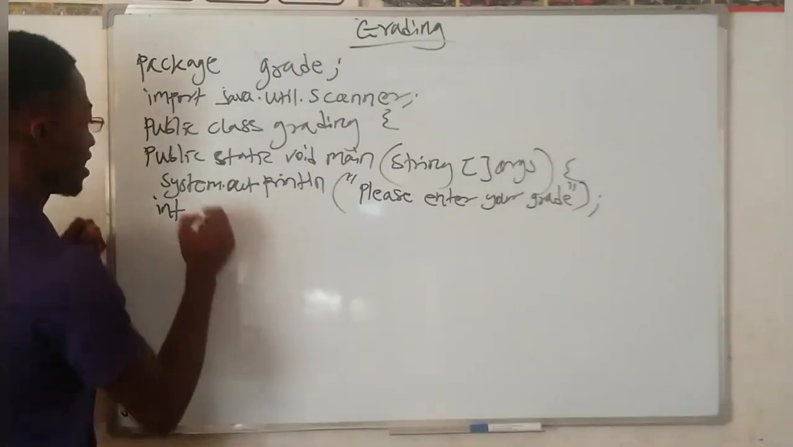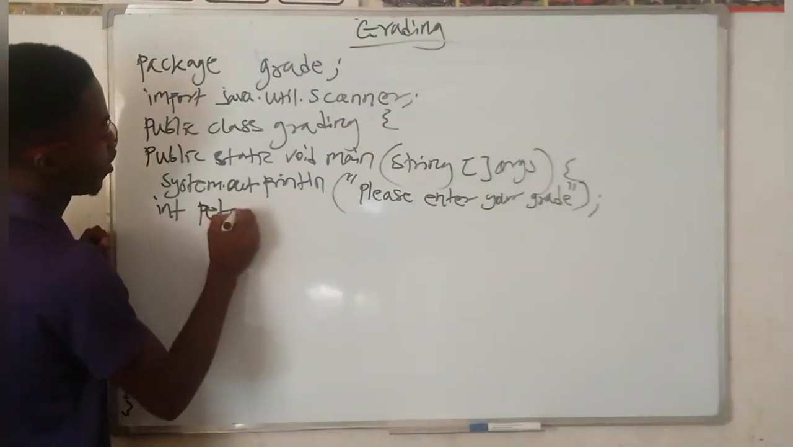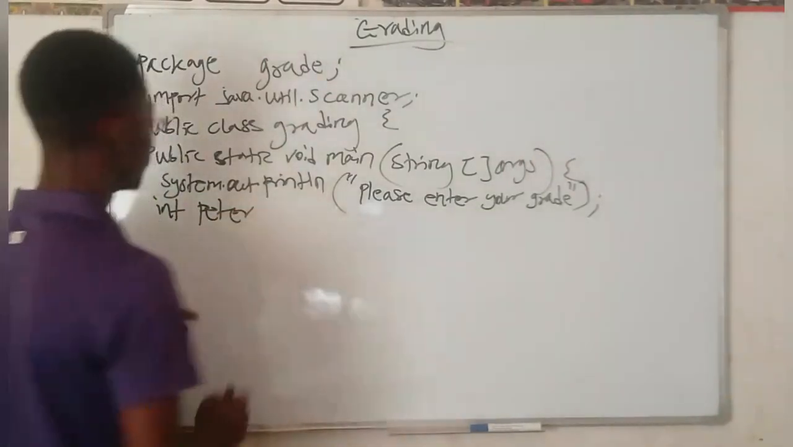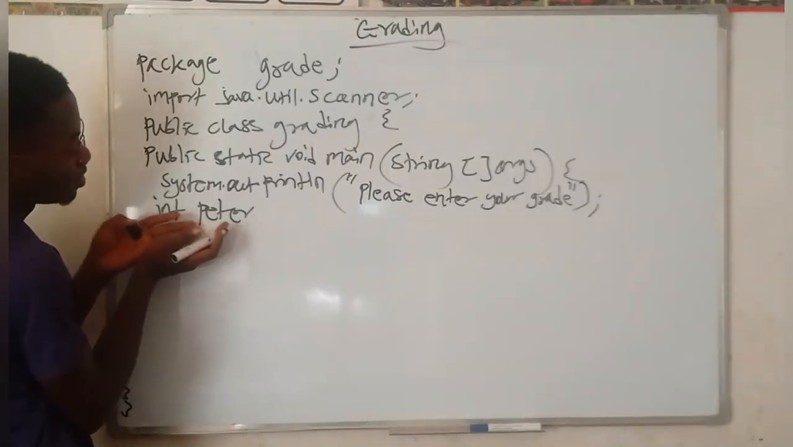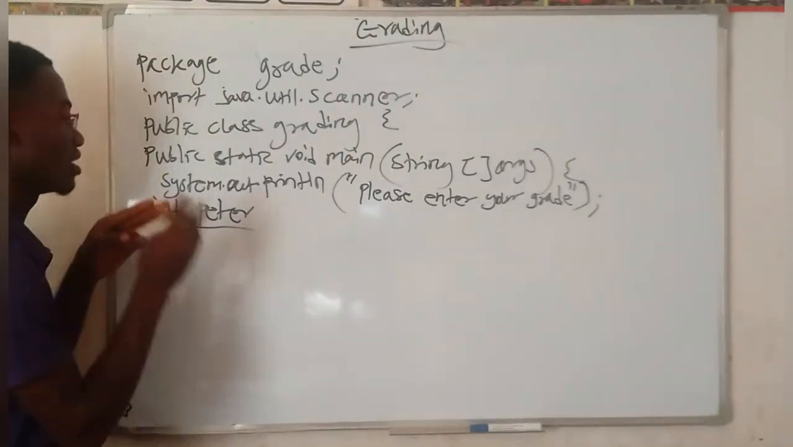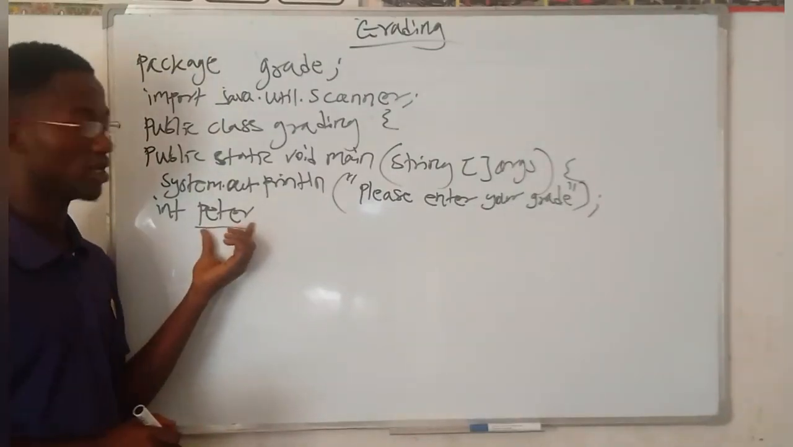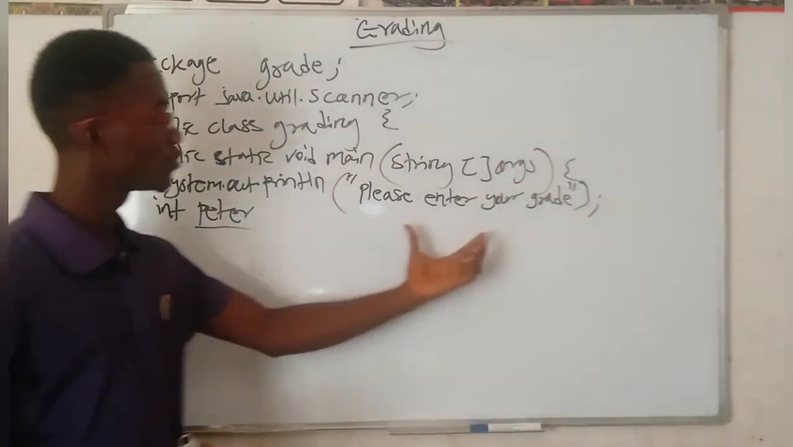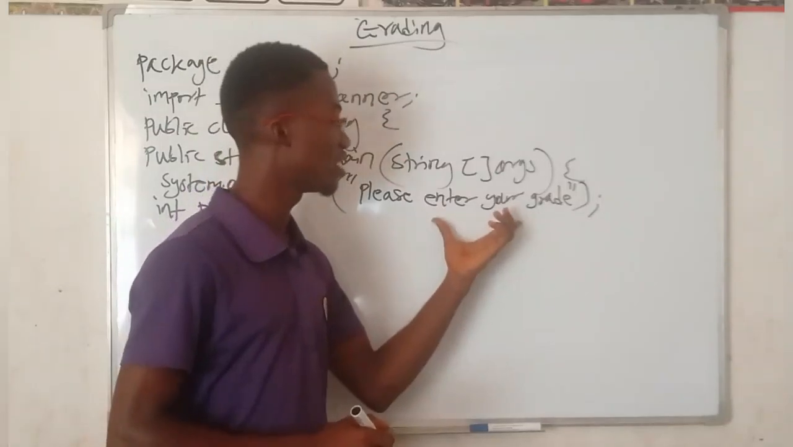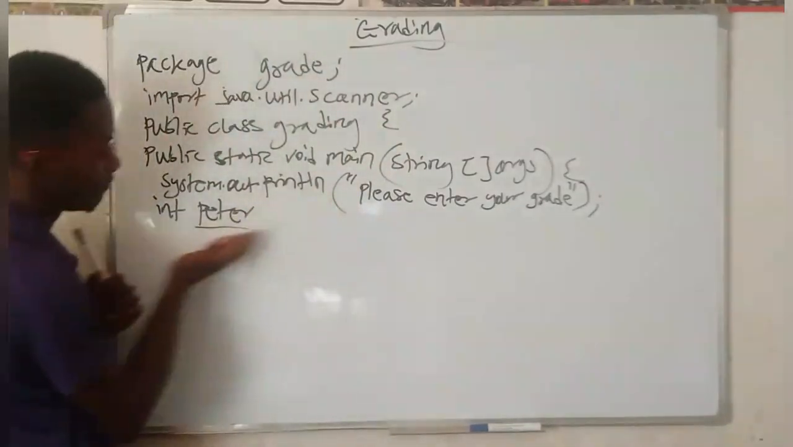I'm going to take a variable name like Peter. This is the name of the person, but in this programming language, it is serving as a variable for me. I'm going to store this particular grade that this individual is entering. So I have just declared a variable here.